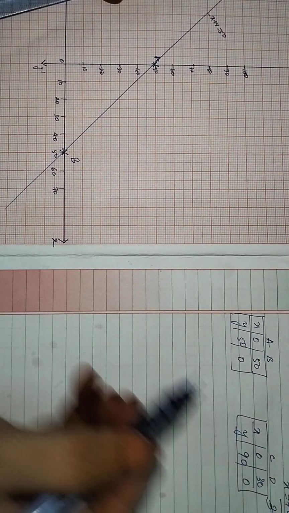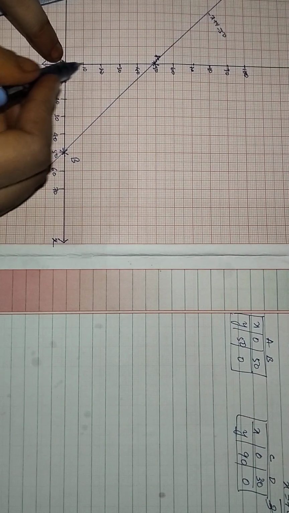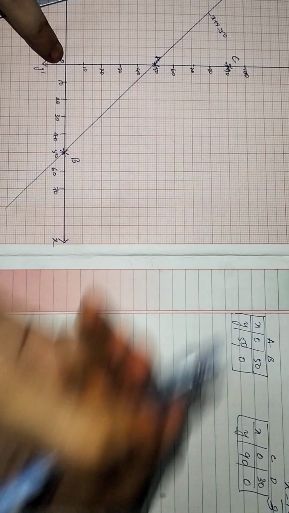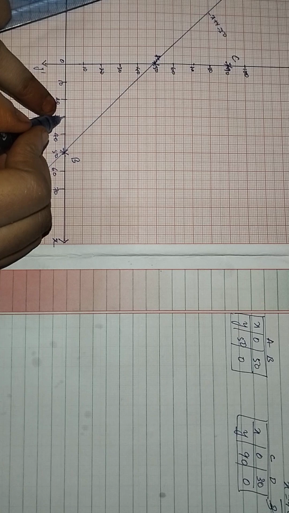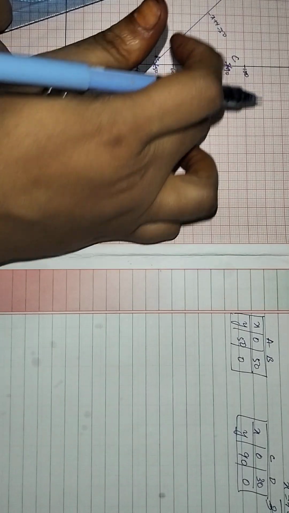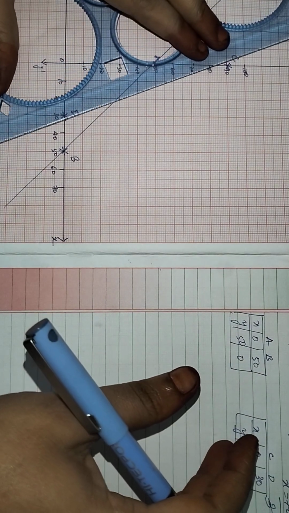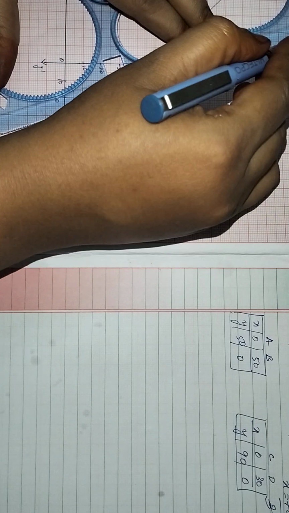Similarly, x is 0 and y vertically is 90 on the positive axis, so this point is denoted as C. X is 30 and the value of y is 0, this is D. These two points are obtained from one constraint, so we'll connect them. Again, it's a straight line. You can extend the line for further reference.